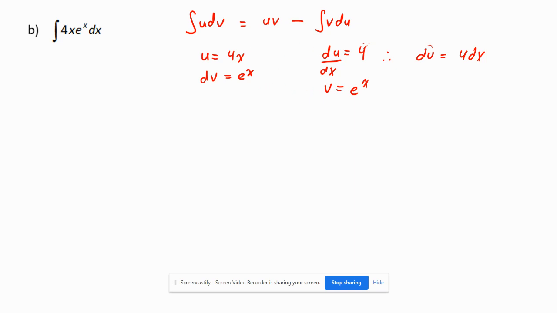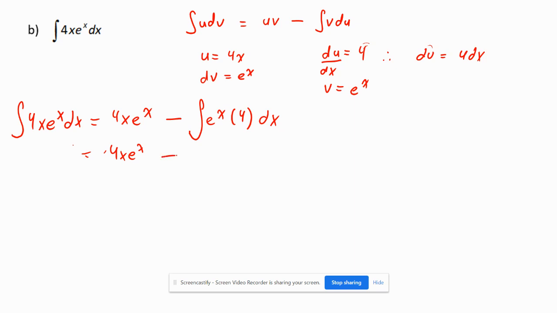So we have 4x e to the x equals, so this is Fadv of uv, 4x e to the x minus Vadu, v du. We have v, e to the x, times 4 dx, like this. Well, this is equal to 4x e to the x minus 4 e to the x plus c.